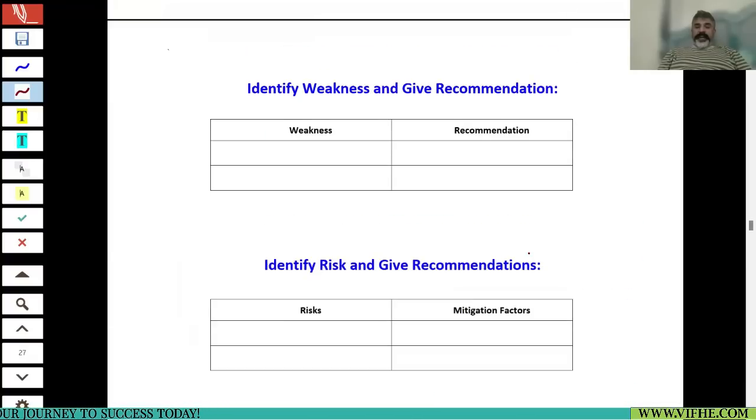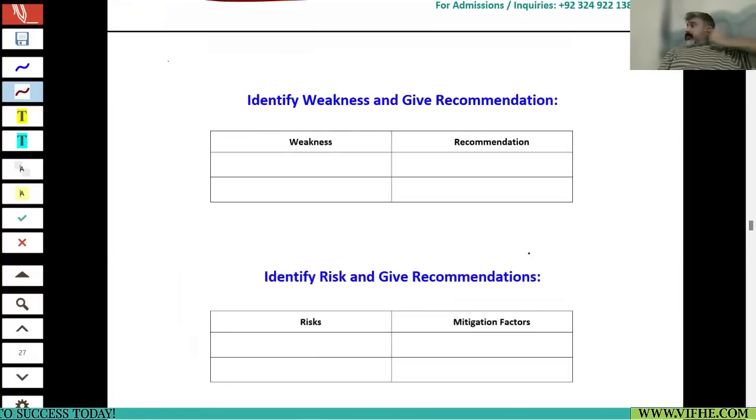Okay, we're almost towards the end of the format. Now, this one is very important. And this one is tested many times. It's a very frequently asked topic. So the question will tell you, identify the weakness and give recommendation. Okay, there are many questions in which they have given you data or some information, and they have asked you to identify the weaknesses and give solutions.